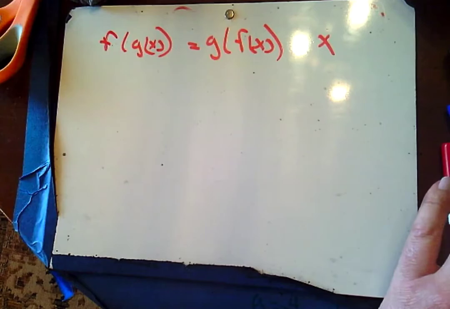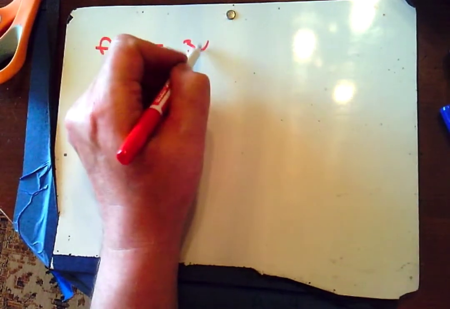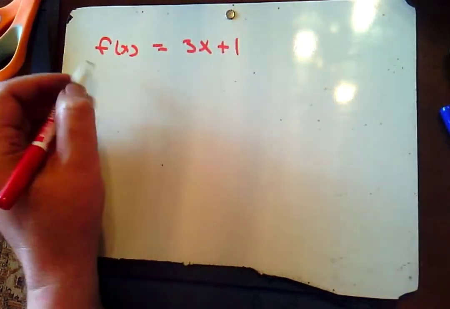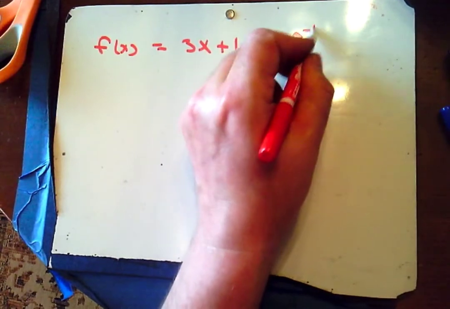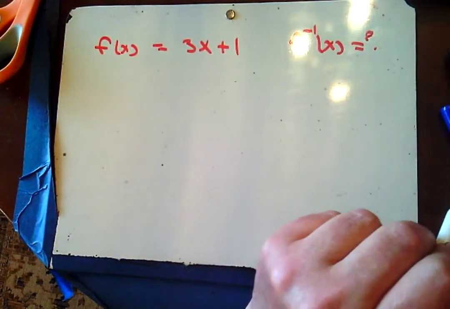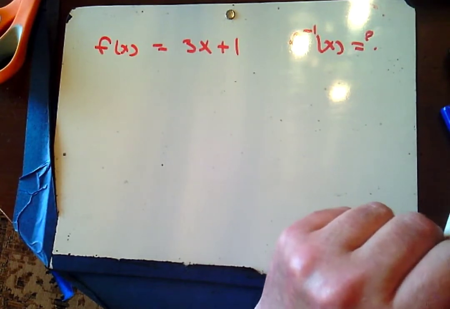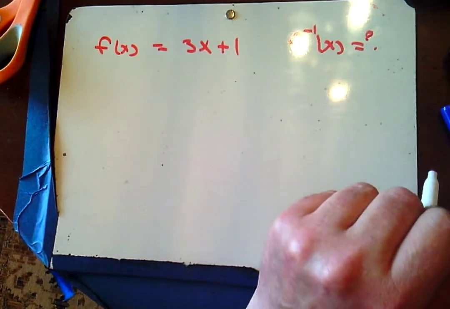Next, I would like you to make inverses of each of these functions. Okay, so if f of x equals 3x plus 1, what's f inverse of x? So give this one a try and tell me how to find the inverse.